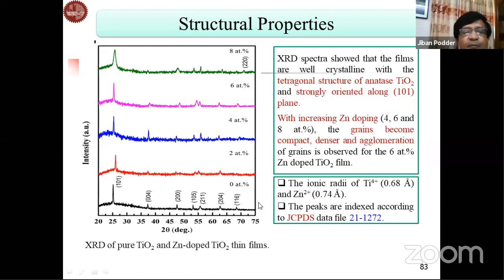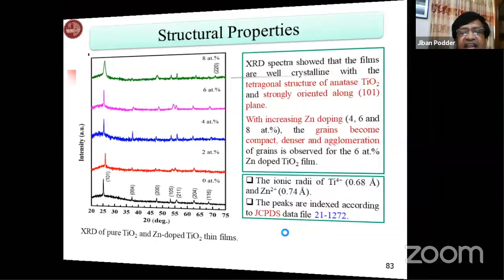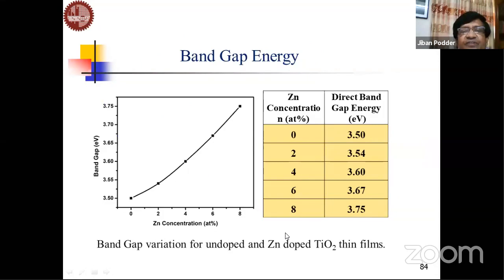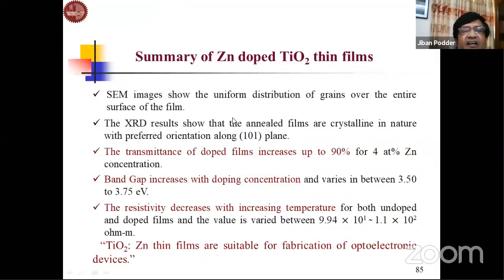And these are the properties you have seen here. You see that as the zinc concentration goes from 0 to 2%, 4%, 6%, 8%, it is increasing, and it is a direct band gap material. So what are the features of these zinc doped titanium dioxides?